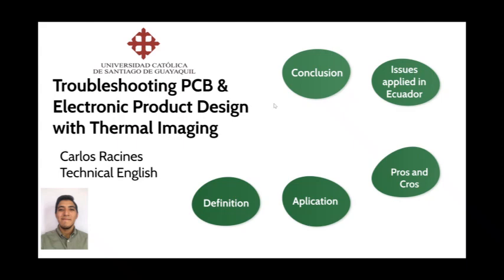I'm a student of the Catholic University of Guayaquil, and my topic is troubleshooting PCB and electronic product design with thermal imaging. So I'm going to start with the definition.